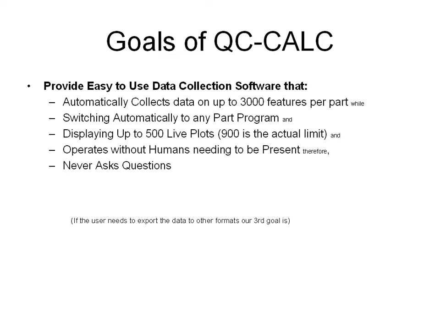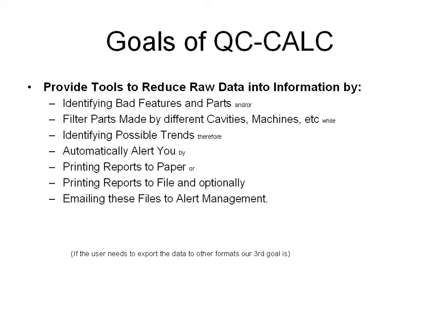The original goal of the program was to provide easy-to-use data collection that would work on automatic inspection equipment and collect up to 3,000 features per part. And it will switch automatically to any part program that you may choose. It will display up to 500 live plots on each part. It will operate without humans being present, and therefore it can never ask questions.